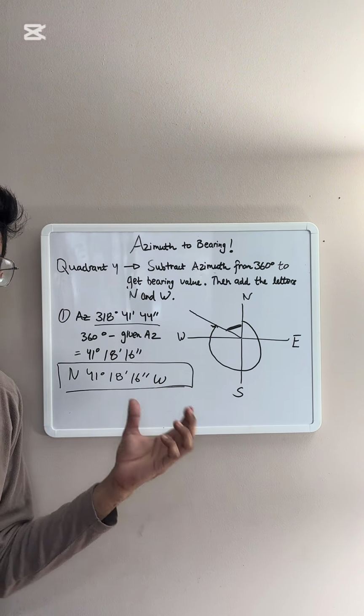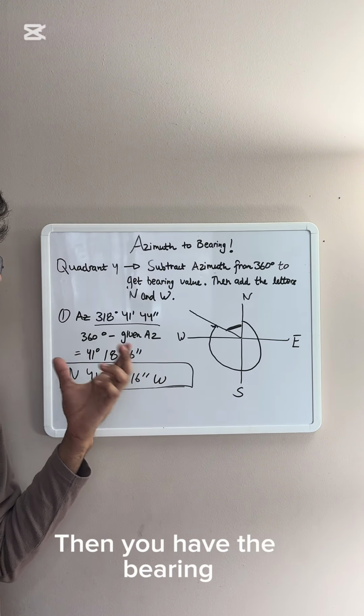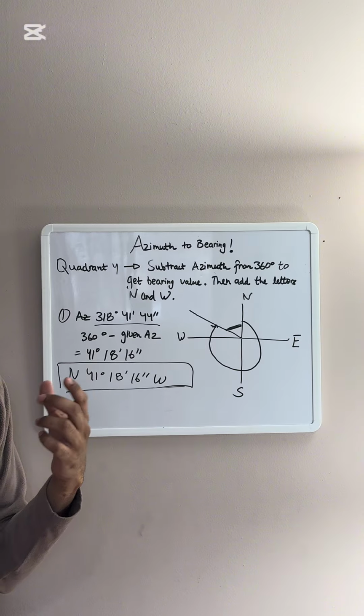So that's how you convert lines from azimuth to bearings in each quadrant. If you have any questions or doubts, just let me know and I will try to answer them.